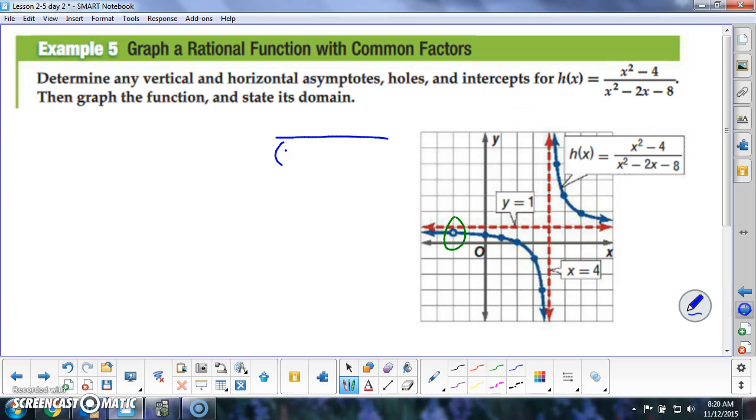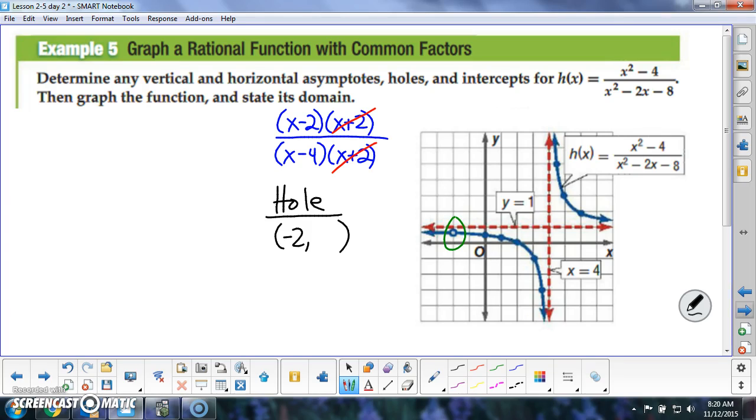The bottom factors into x minus 4, x plus 2, and the top factors into x minus 2, x plus 2. So hopefully you can see that there's a common factor, the x plus 2's, so there's going to be a hole at negative 2 comma something.